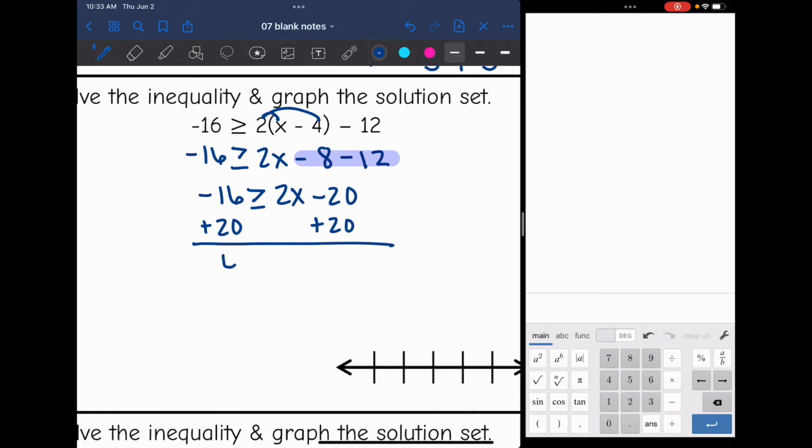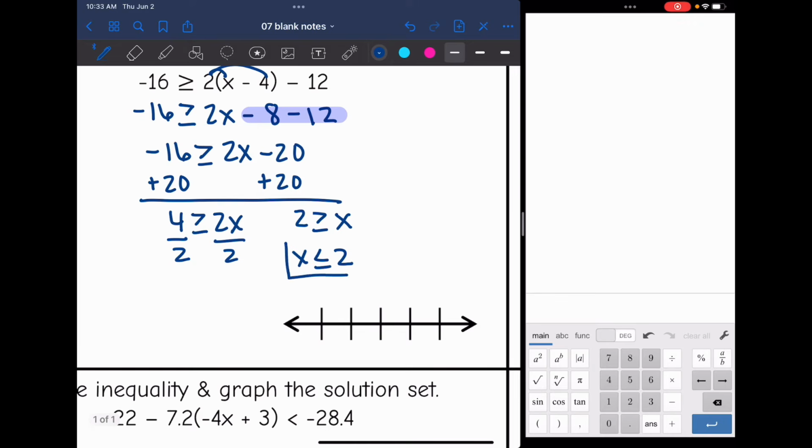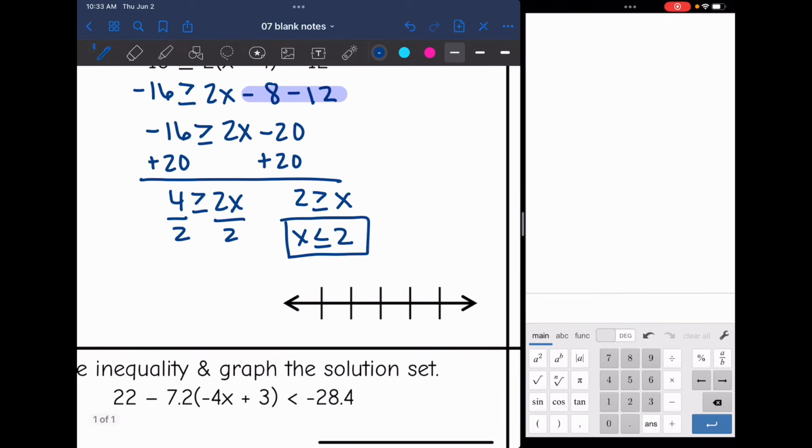And I get 4 is greater than or equal to 2x, and then I'm going to divide by 2. And I get 2 is greater than or equal to x. You can leave your solution set like that. I prefer to write the variable on the left side, so I'm going to flip this inequality, and that means I also have to flip the inequality sign. And now I'm ready to graph. x is less than or equal to 2.